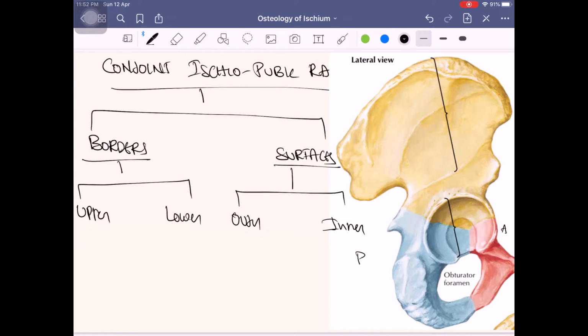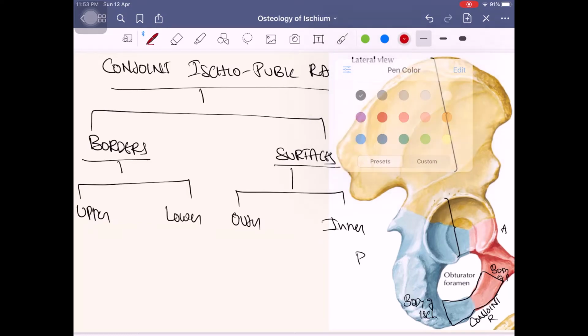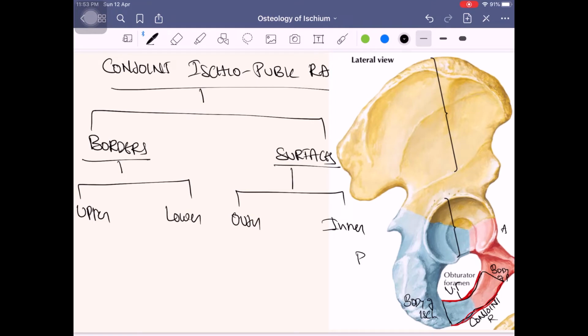Let me show you the borders first. First let me demarcate the entire ramus. Somewhere here I am closing it, that was our body, and somewhere here I am closing this one. This is the body of pubis, and this one is our body of ischium. So both are bodies. In between them, this entire portion is your ramus. This is the conjoined ischio-pubic ramus. Now I'll use a different color. This margin which I am drawing right now is what we call the upper border, and this lower side is your lower border. So upper and lower borders are over.